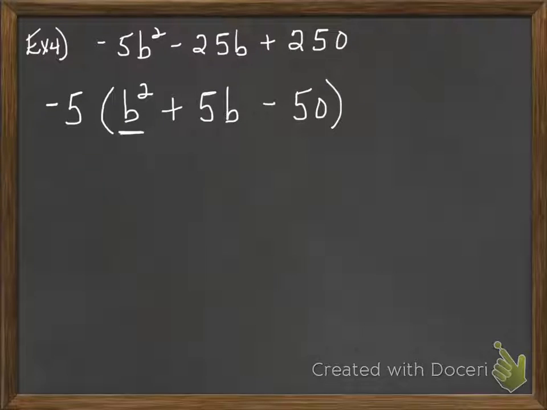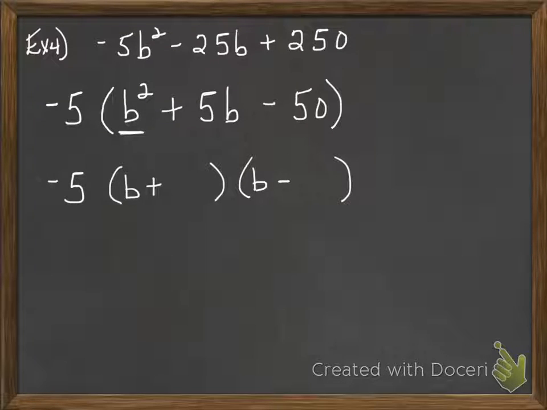All right, we're just going to bring down the negative 5, and we're going to take that trinomial and we're going to factor it. I need to get a b squared. That's the easy part. That's going to be b times b. Tell me about my signs. This is going to be negative. I mean, opposite. They're going to be opposite or different, however you want to say that.